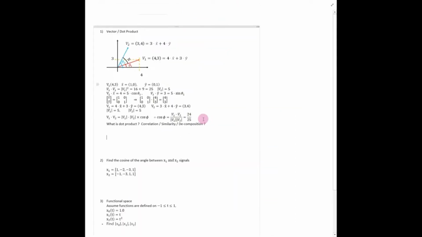Okay, in high school age we talk about the vector and dot product. This one is the x-axis, this one is the y-axis. Then here is a coordinate. The x component is 4, the y component is 3. Then this point is referred to as (4, 3). The x component is 4, the y component is 3. We can express it in that way.